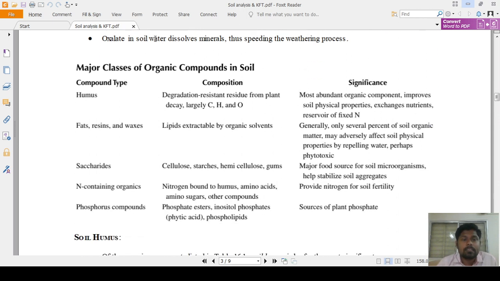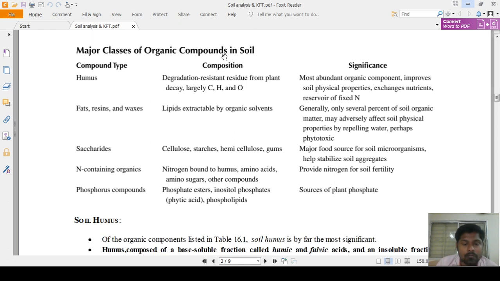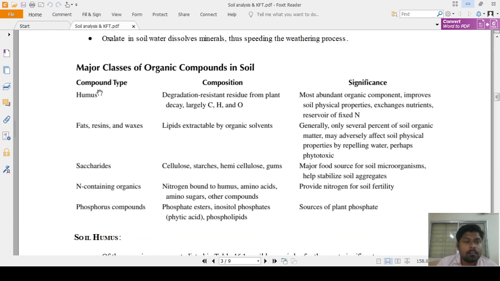The oxalate in iron water dissolved mineral, thus speeding up the weathering processes. Now the major class of organic compounds in the soil, that is in the table form, like humus. What is humus? Next point will be there, the definition of humus here.